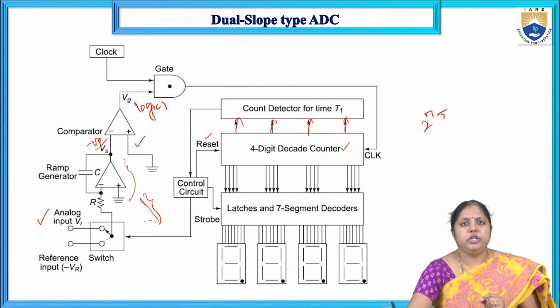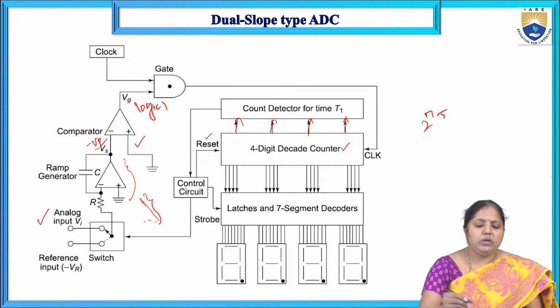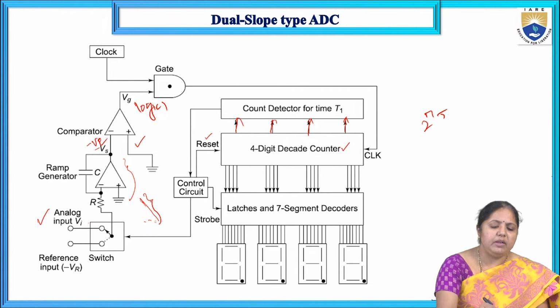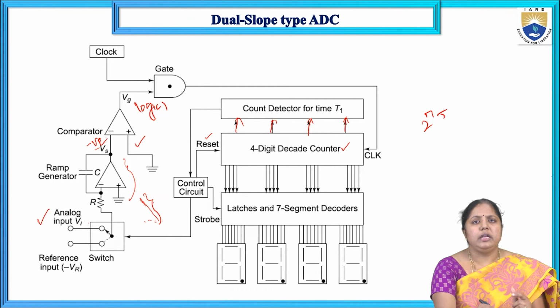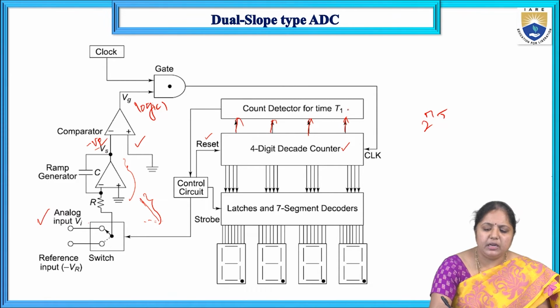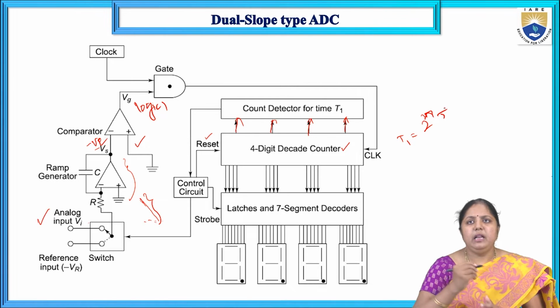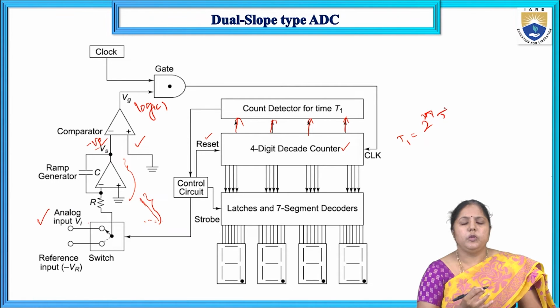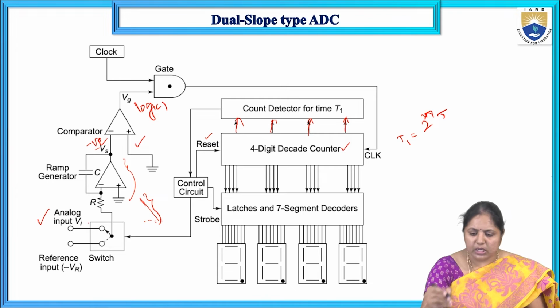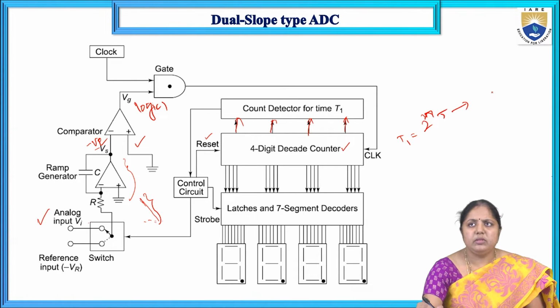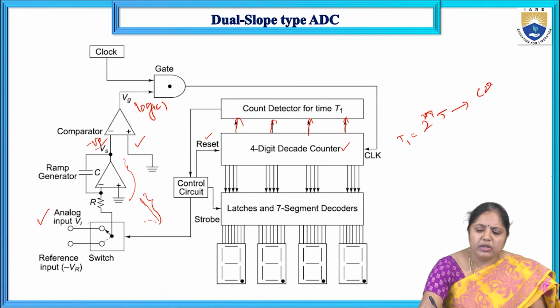Up to that duration of time, the counter takes the time to convert the analog signal into the negative ramp type of signal. So this time period T1 is 2 power n into capital T. Whatever this time is, it is the conversion time.